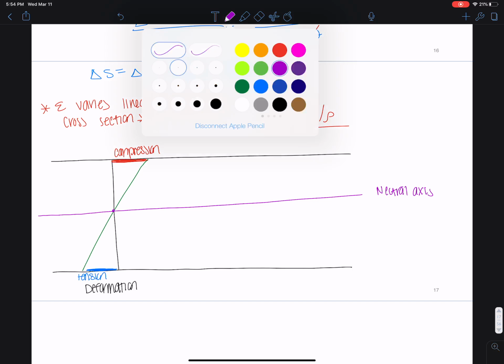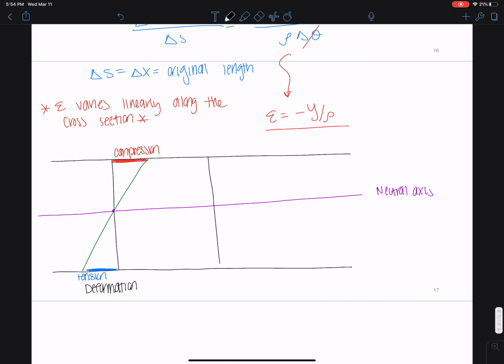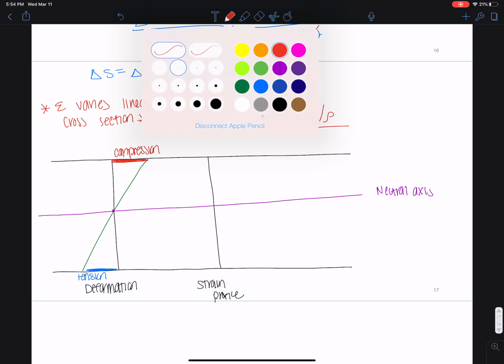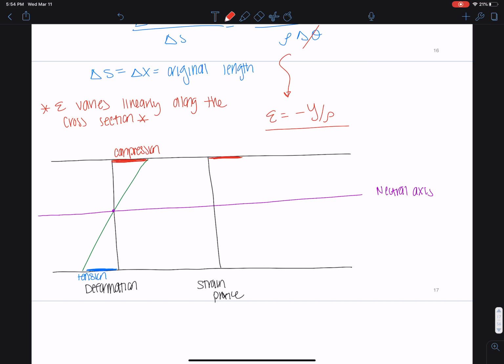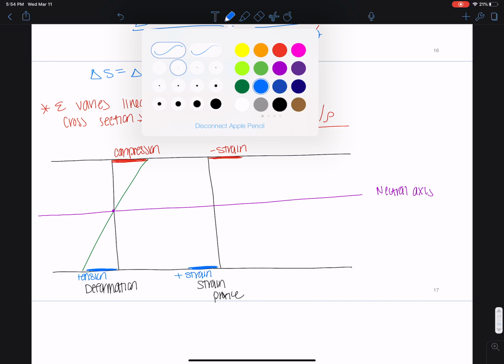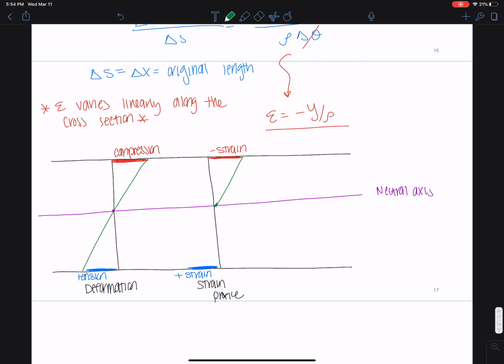Okay, and we can do the same thing for strain. We can draw our strain profile. And we can say, well, we know the top experiences compression, that would be negative strain. We know the bottom experiences this tension, that would induce positive strain, and we can connect those two again. They vary linearly. This is Hooke's law going through the neutral axis. And then we can also draw our stress profile, right? If we know the strain, we can use Hooke's law and we can draw our stress profile.